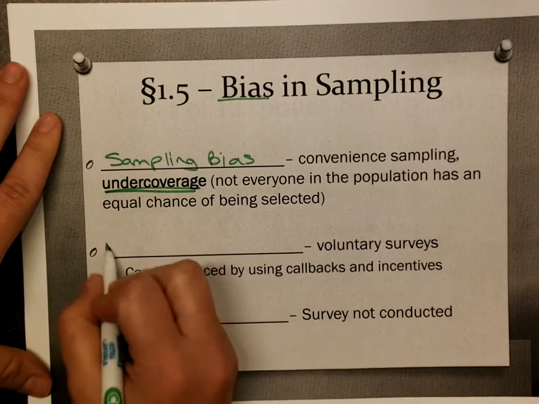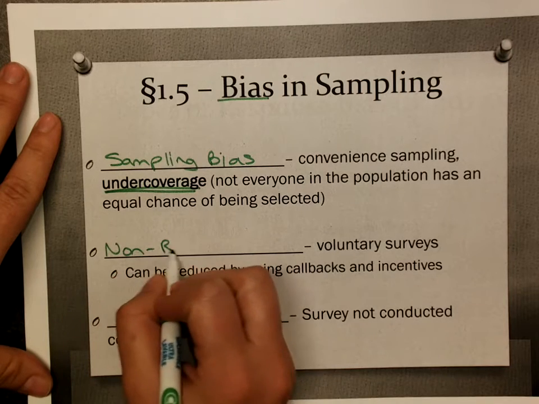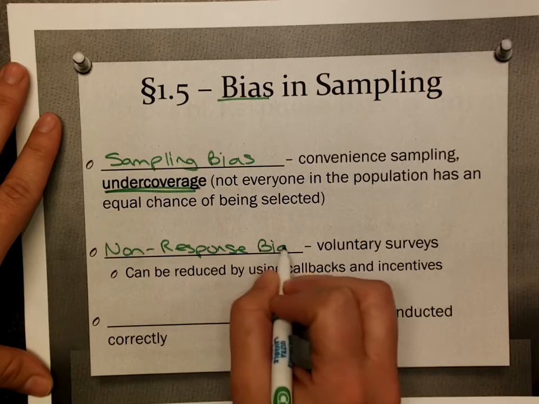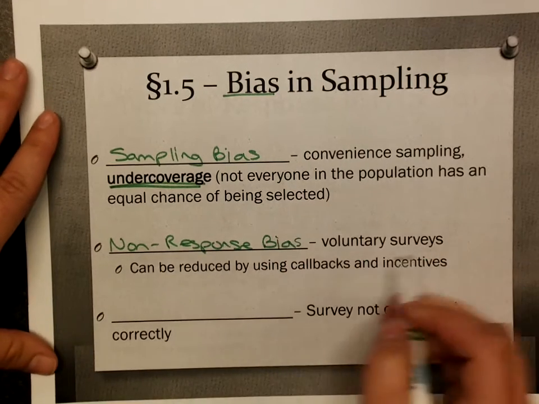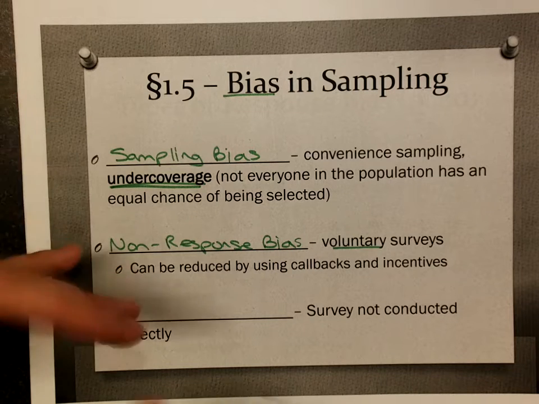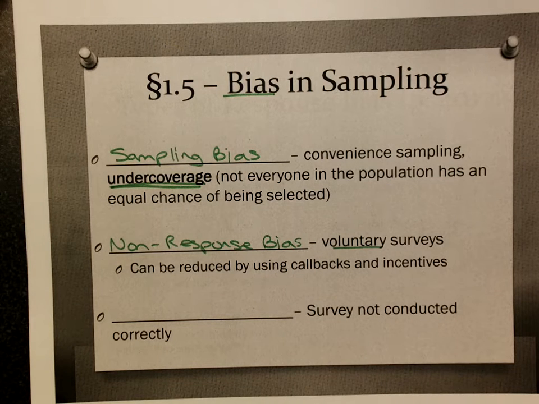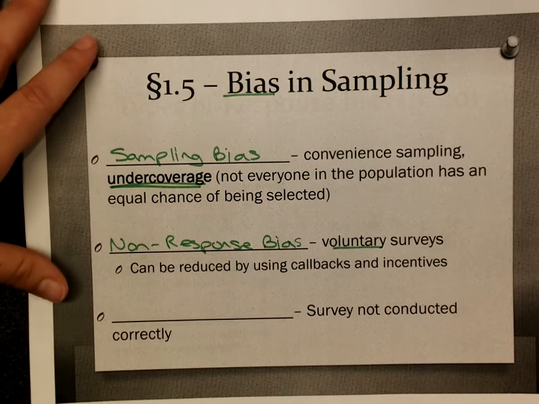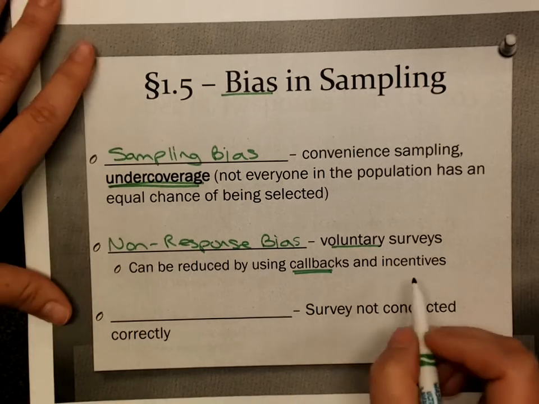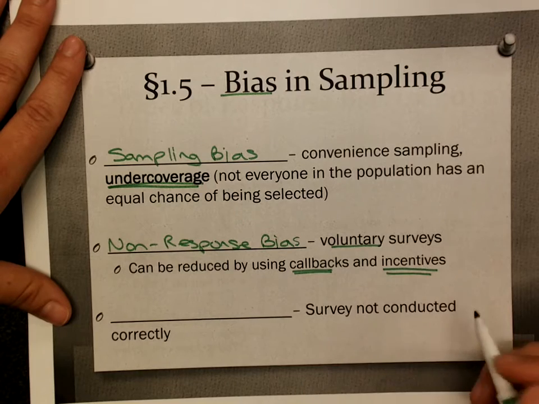And there's another type called non-response bias. That is what it sounds like. So when you have voluntary surveys, people just won't respond. I get those receipt surveys all the time. I don't always fill them out. So you might notice that they'll call you back, which doesn't happen as much. Most of the time it's an incentive.